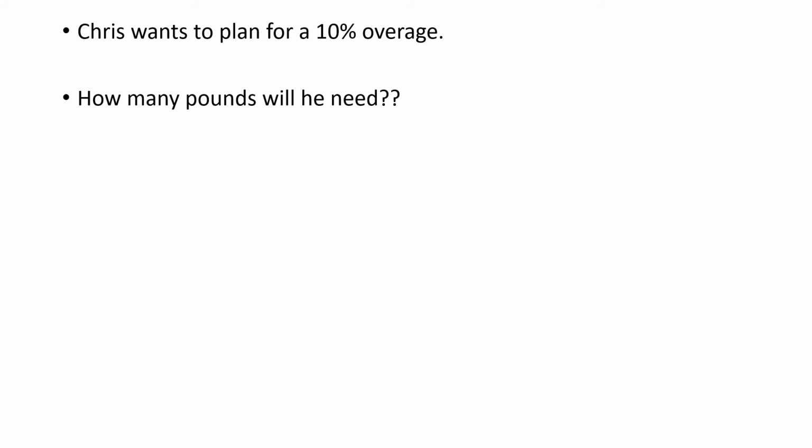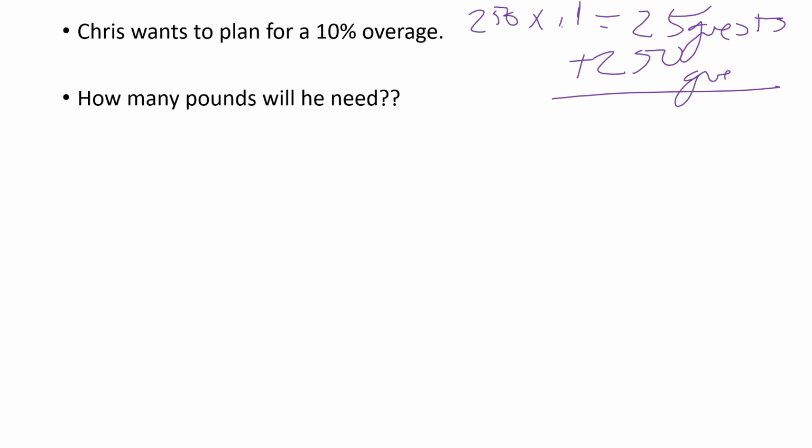Okay, so let's do this real quick. We want to plan for a 10% overage. There's 2 ways we can do this, remember? What's the first way? 250 times 0.1 gives me 25 guests. And now I have to add my original 250 to get 275 guests.